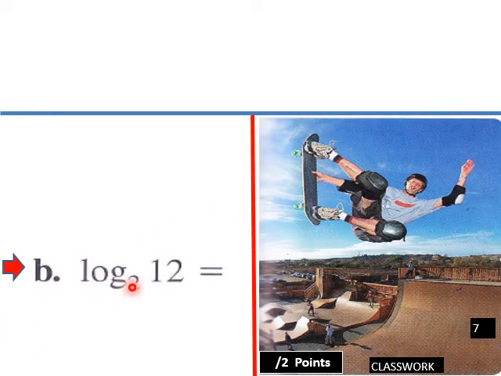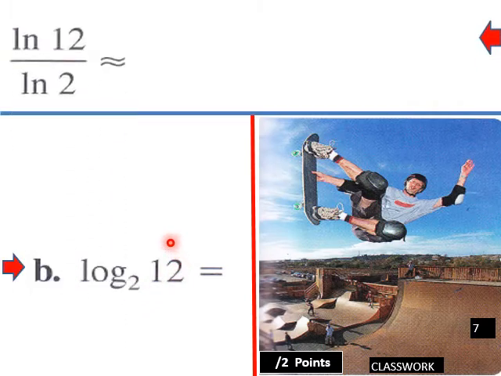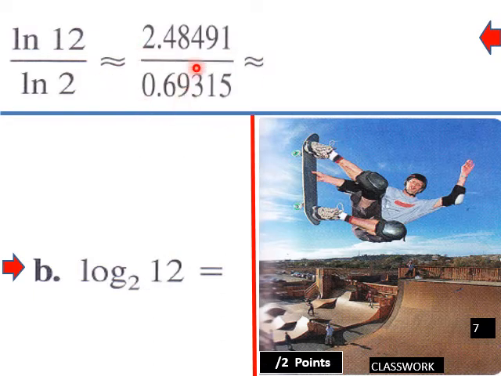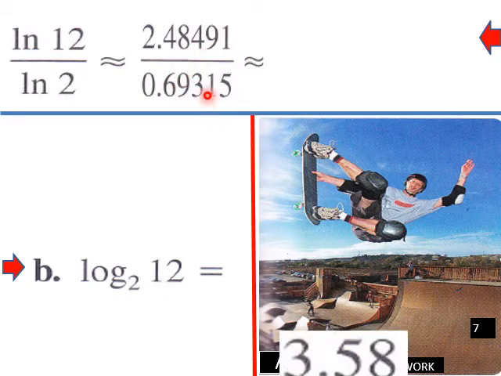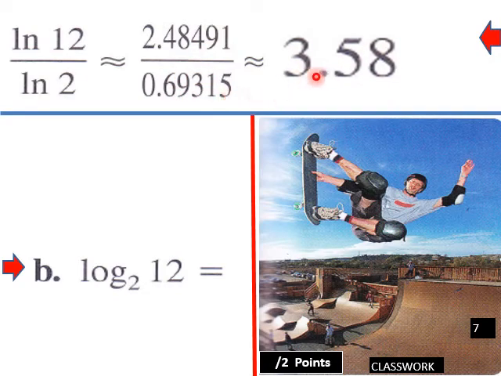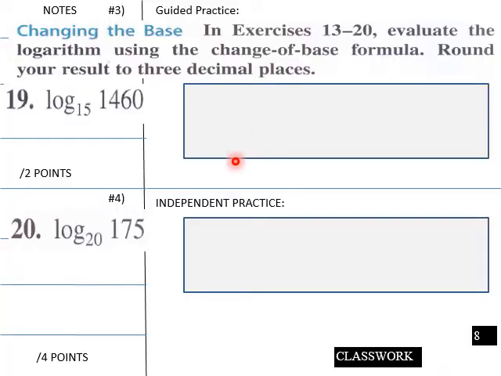Okay, so now we have log base 2 of 12. We're going to use change of base. So we take the natural log of 12 over the natural log of 2. We have a quotient here: 2.48491 over 0.69315, and that's 3.58. So using change of base, we can solve that.